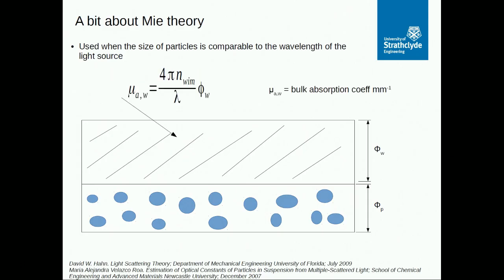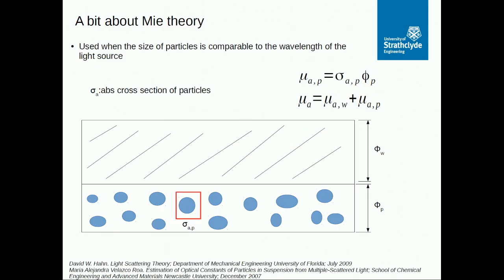So we want to know the absorption coefficients and scattering coefficients for this sample. First of all, we've got to consider the bulk absorption coefficient of the medium, the water, and then we move on and consider the absorption coefficient of the particles. So what we do is we take an absorption cross-section of this, which we can calculate through Mie theory, which essentially just uses Maxwell's equations, which I've not shown here, and we can get this for our particles, which is multiplied by the volume fraction of the particles which are in our system. To get the total absorption coefficient, we just add these two things together, and it's done.